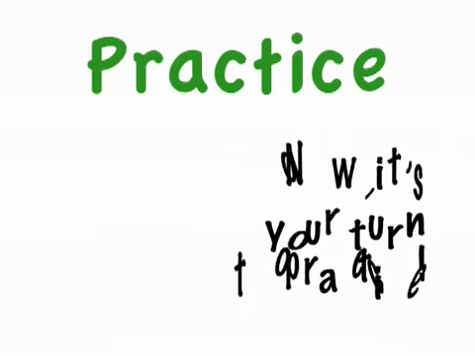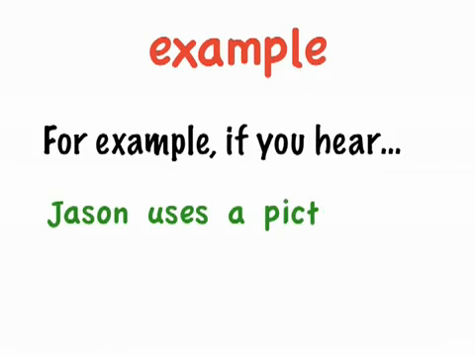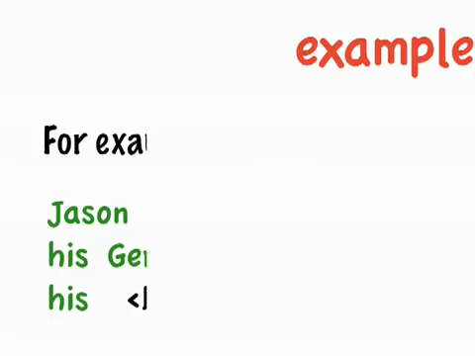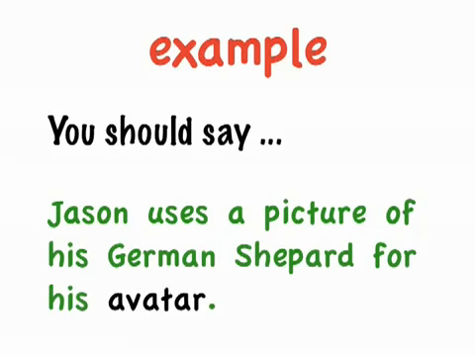Now it's your turn to practice some of the words we've studied in this episode. You'll hear a series of sentences with a word replaced with a beep. Repeat the whole sentence, but say the missing word. For example, if you hear, Jason uses a picture of his German Shepherd for his... you can say, Jason uses a picture of his German Shepherd for his avatar. We'll play an example answer after each question. Ready? Let's begin.